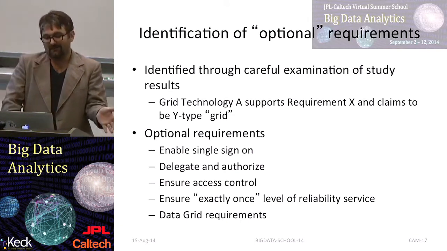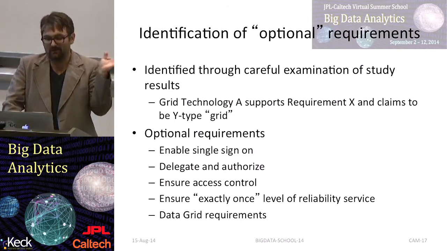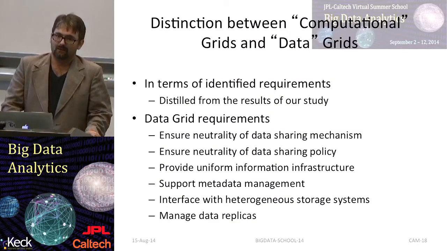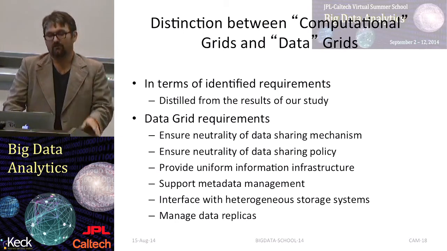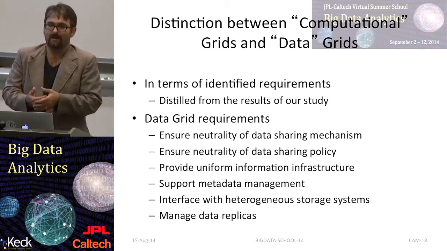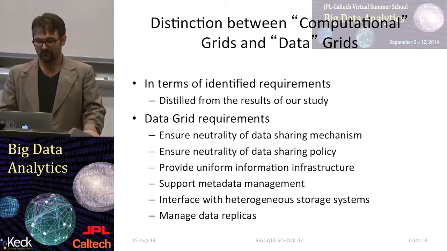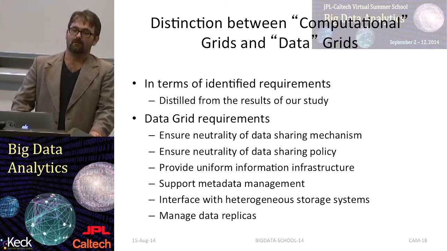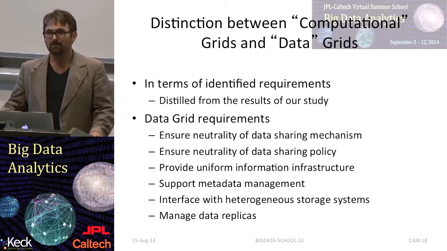So, it seems like single sign-on is optional. It seems like data grids are optional, okay? And also there's a distinction between data grids and computational grids, right, in terms of the identified requirements for that. Okay, so these were the results of our study, just taking an analysis of the actual code and its mapping to software architecture.